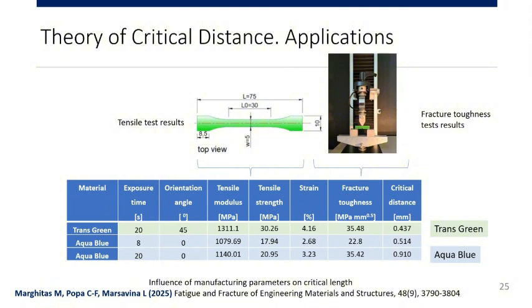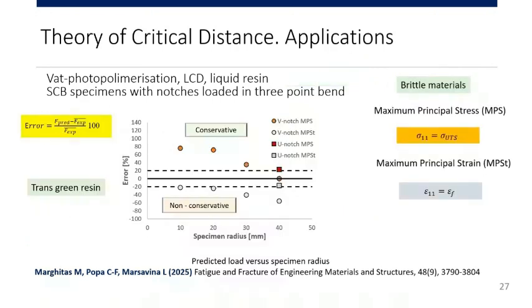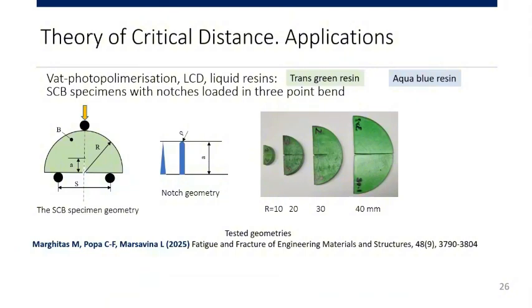So we tried to look if the manufacturing parameters influence this value. So we did some tests using semicircular bend specimens loaded symmetrically. We have different notches. The notches were directly manufactured, sharp notches and round notches. And in order to look at the size effect, we considered 4 different radii of the specimens, from 10 millimeters to 40 millimeters, as the tested geometries.